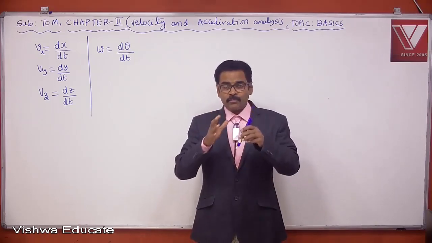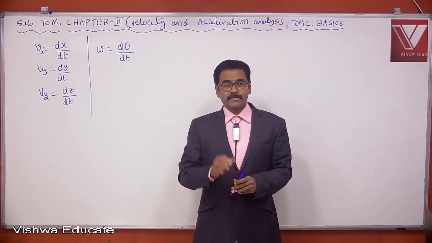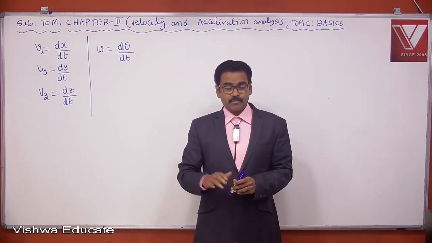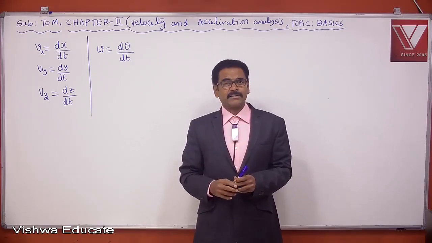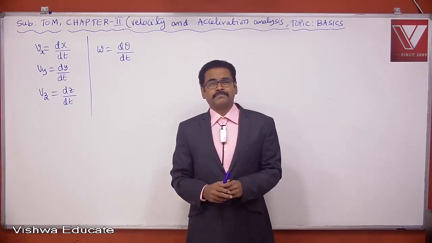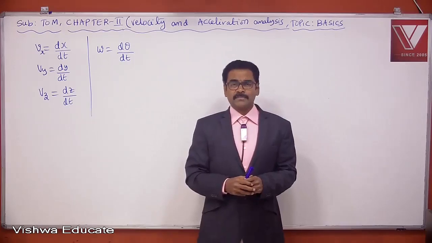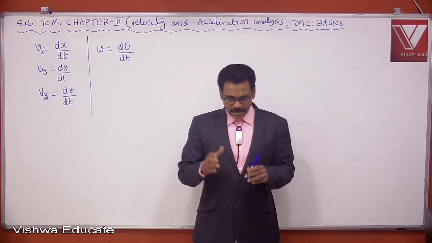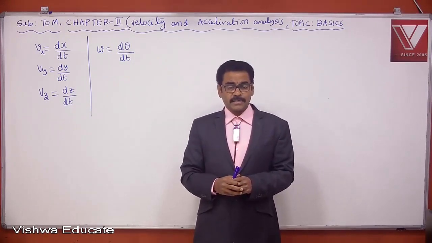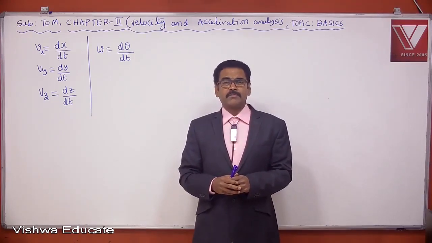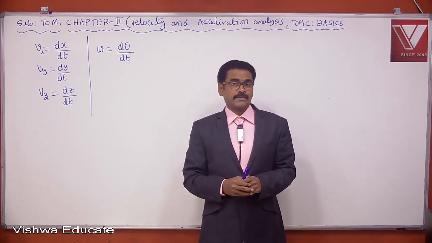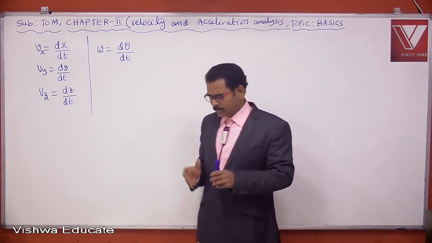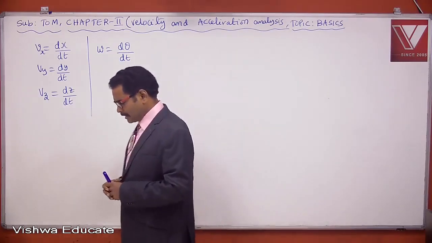So for a new mechanism, velocity analysis means fixing of velocities, both angular and linear velocities, of various links or various strategic points of the mechanism. This is what velocity analysis means. Why do we have to perform velocity analysis? A question might be coming to your mind. Why do we have to find velocities of various links? Why do we have to fix velocities of various links?